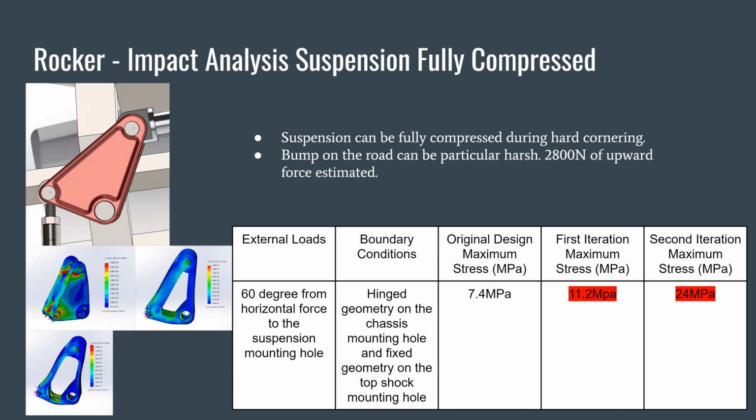For the impact analysis when the suspension is fully compressed, with the second iteration, the weight is reduced by around 80%, but the maximum stress is still a lot lower than the yield strength of the material.